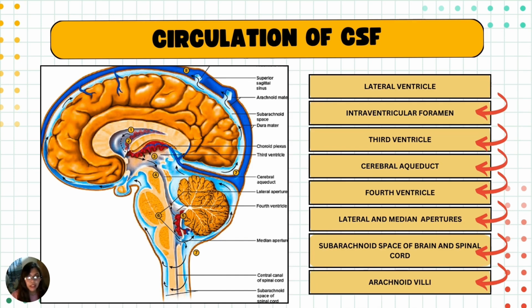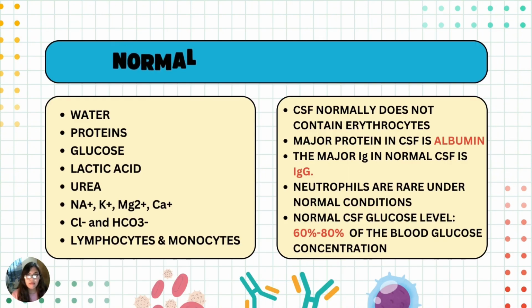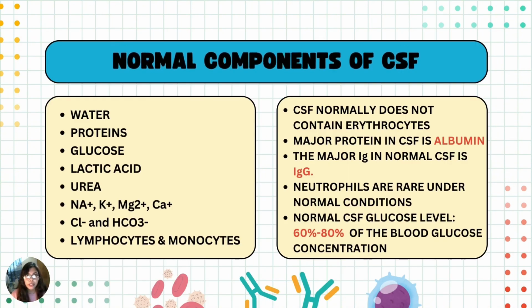And from there, lastly, at the arachnoid villi, the CSF is reabsorbed into venous blood of the dural venous sinuses. So these are the steps of the circulation of the CSF in our brain and in the spinal cord. So what are the normal components of the CSF?